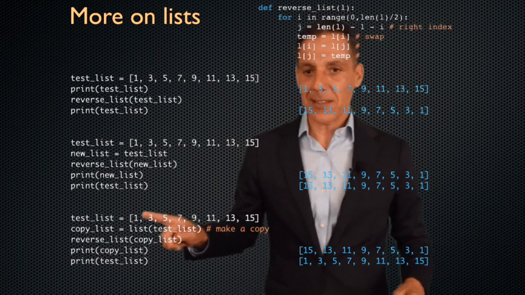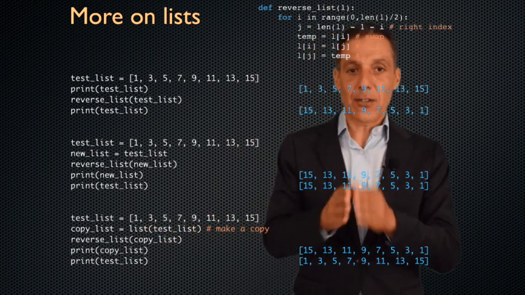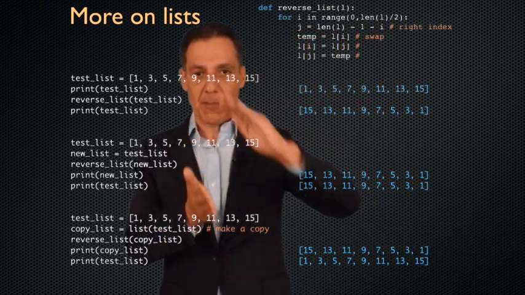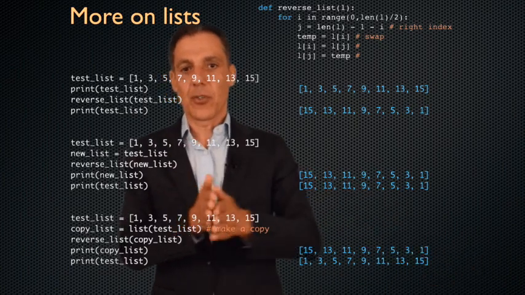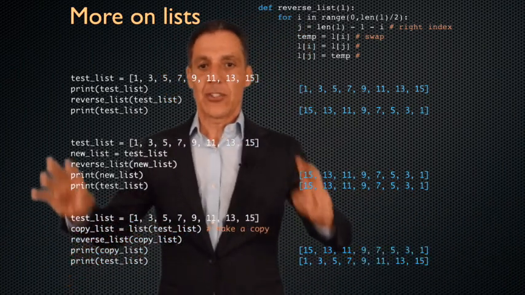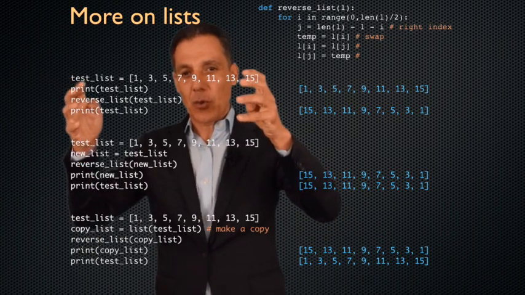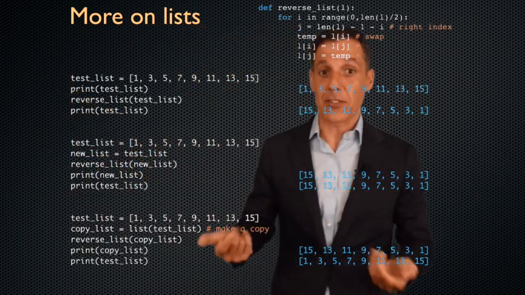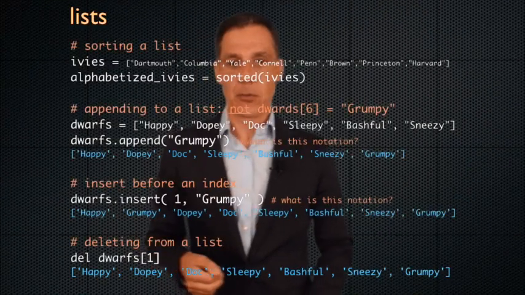Okay? So that little list command allows you, when you really want to make a copy of something, to sever these two variables, and then you can do whatever you want with them without them clobbering each other. So this notion, again, of storing lists as objects is really important. It's going to become particularly important in a few weeks.